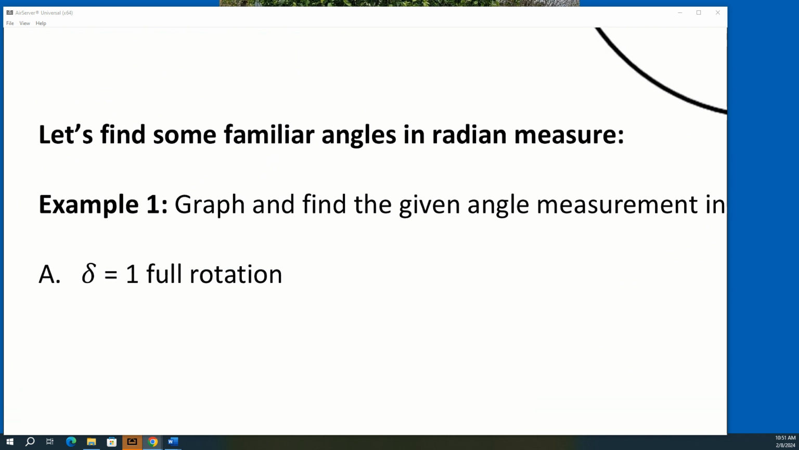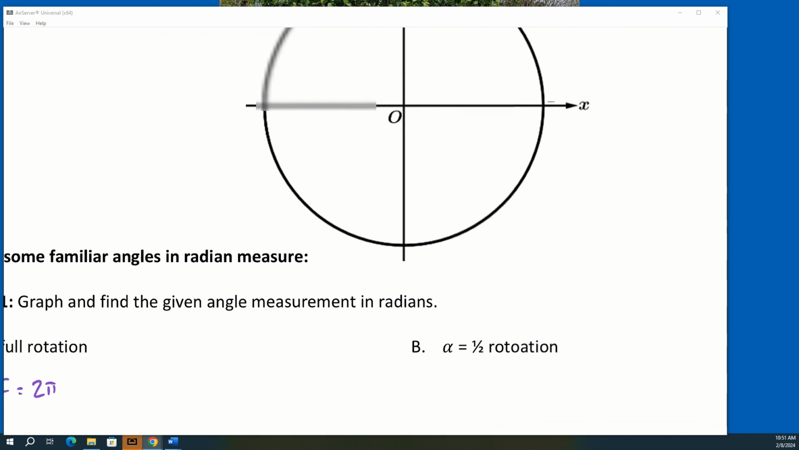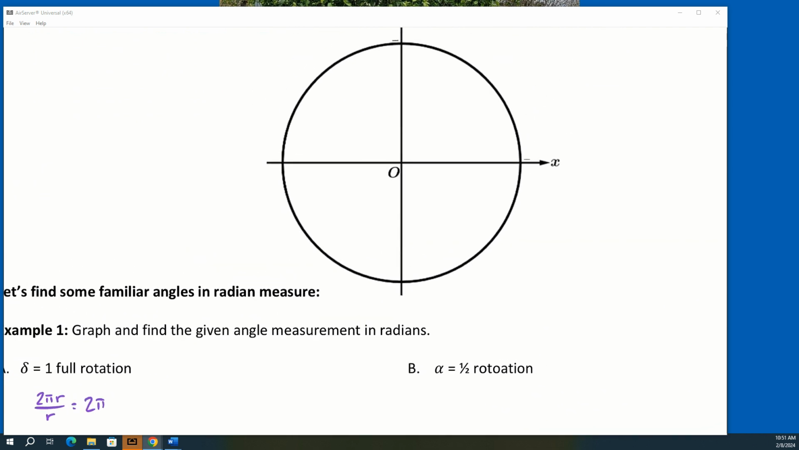So a full rotation is going to be 2 pi r. If I want to write this in radians, I would just divide it by the radius. So what does that end up being? 2 pi. So a full revolution or a full rotation is going to be 2 pi radians. See if I can draw that. Not really. All right, so I'm going to label that over at the angle terminal ray also.